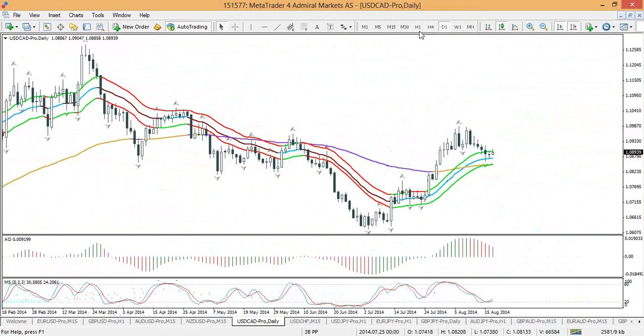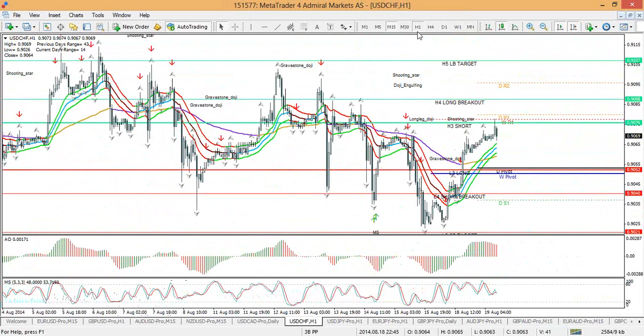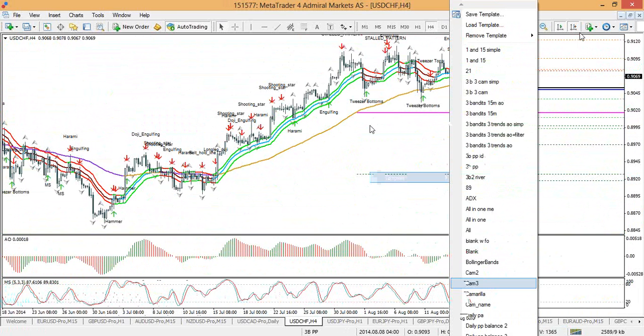Dollar Swiss. Well, it could have the opposite effect. Obviously, if the Euro dollar is moving down, the dollar Swissy will probably move up, but not too big of a fan of the dollar Swissy either at first glance.